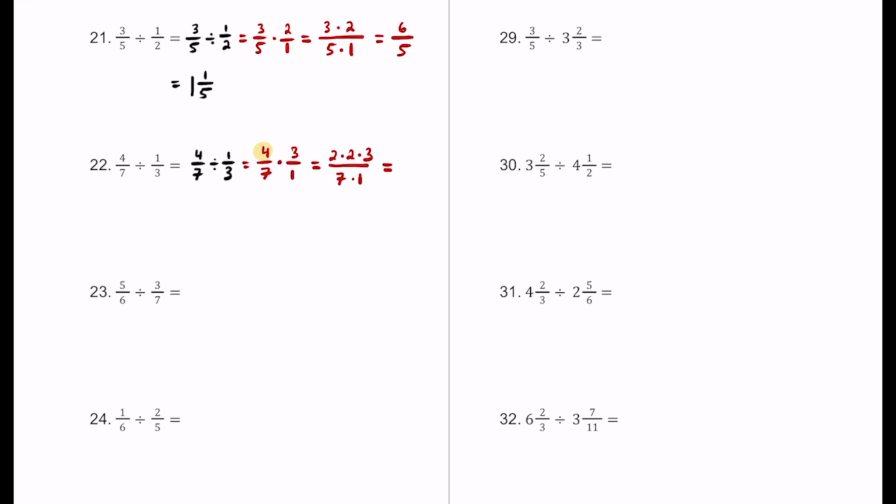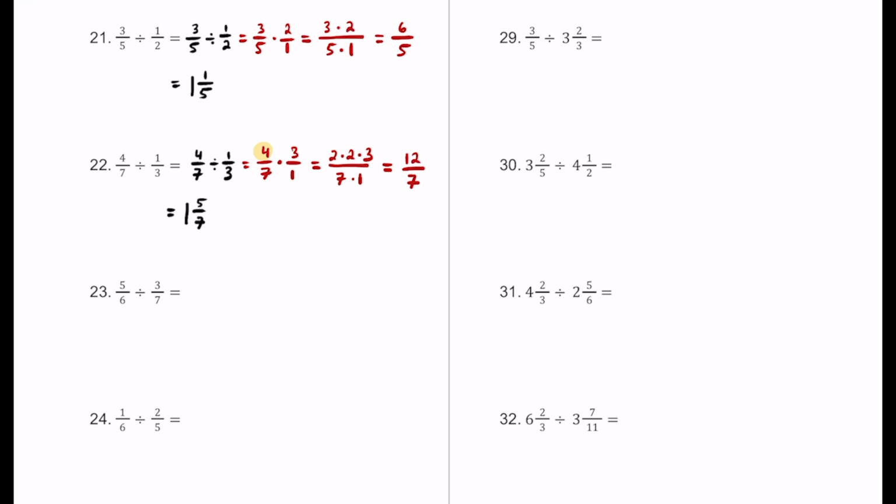So nothing can cancel out, but it's helpful to kind of just see the prime factorizations to check. 2 times 2 is 4, times 3 is 12, so we have 12 over 7 times 1, which is 7. So our answer is 12/7 as an improper fraction, but as a mixed number, 7 goes into 12 one time with 5 left over, so 1 and 5/7.